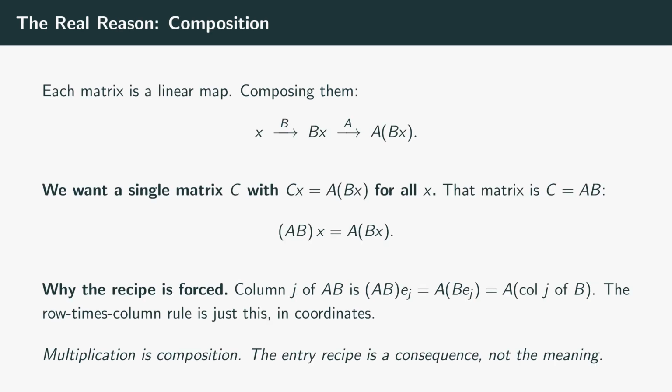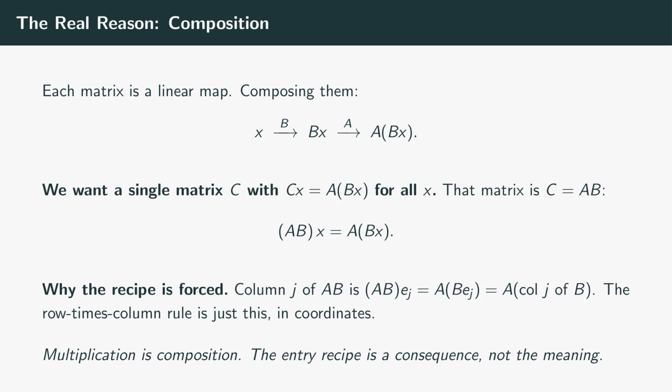Now the real reason. Every matrix is a linear map, a transformation of vectors. Suppose you want to transform a vector x by B first and then by A. You compute B times x, and then you feed that result into A, getting A applied to the quantity B times x. Doing two transformations in a row is called composition. Here's the question that defines the product. Is there a single matrix C that achieves both steps at once, so that C times x always equals A applied to B times x? Yes, and that matrix is exactly the product A times B.